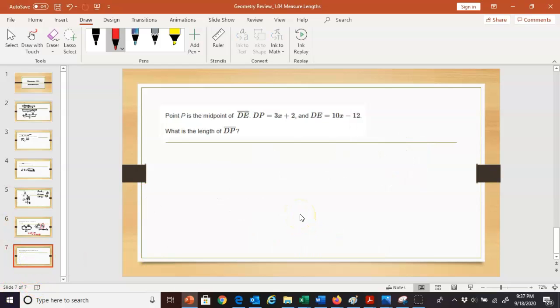All right, here's the last type of question we're going to look at. Again, they're giving us words, which a lot of people like, what? This is a math class. So let's go ahead and draw a picture. P is the midpoint of DE.